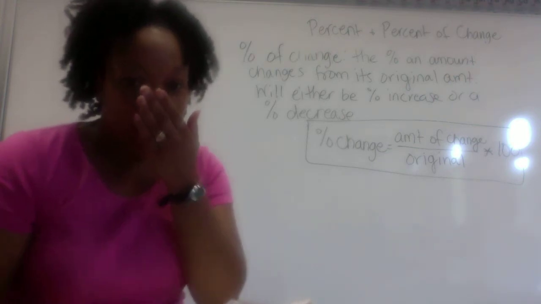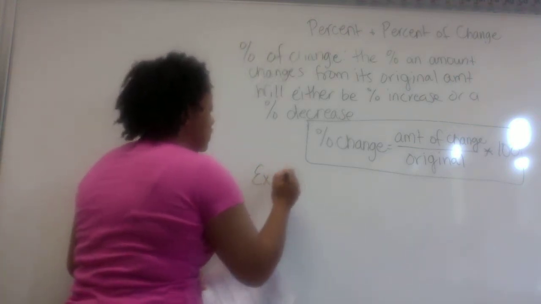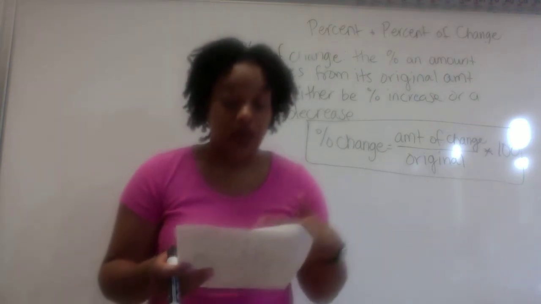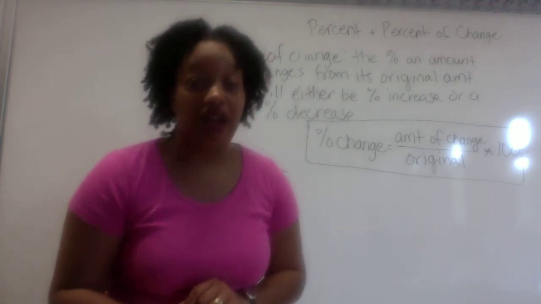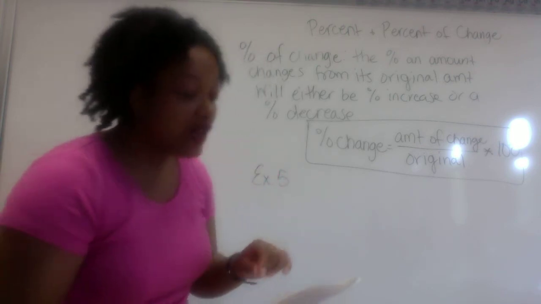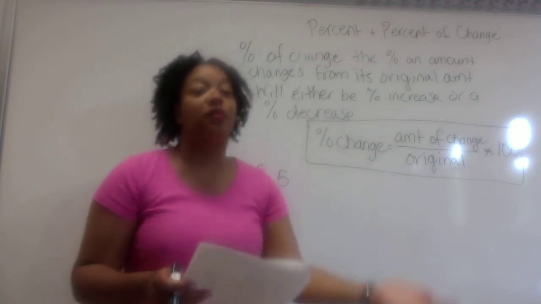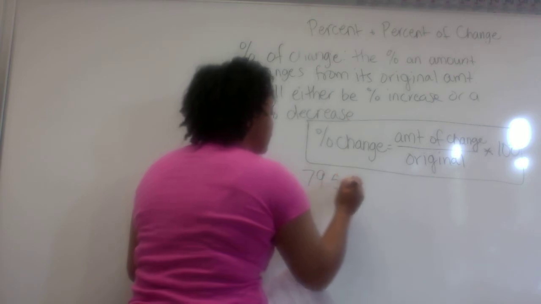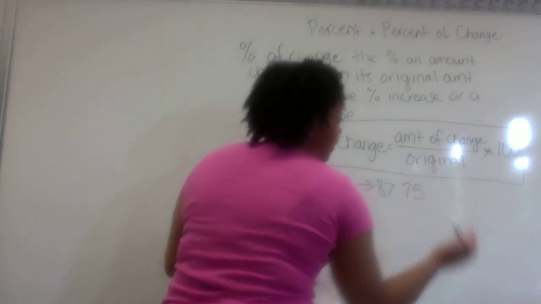If you turn and look at example 5. Okay? Here's what example 5 says. The price of a pair of shoes rose from $79.50 to $87.75. So the key word, I'm going to repeat that, the key word is rose. The pair of shoes, the price increased. So it went from $79.50 to $87.75. Now you're like, well, when does that ever happen?